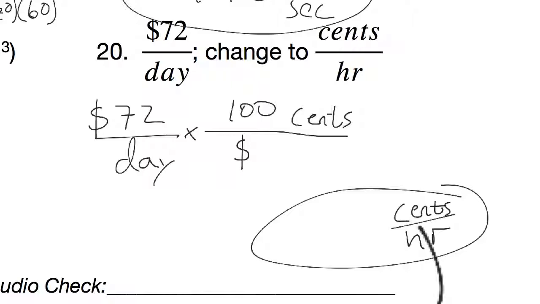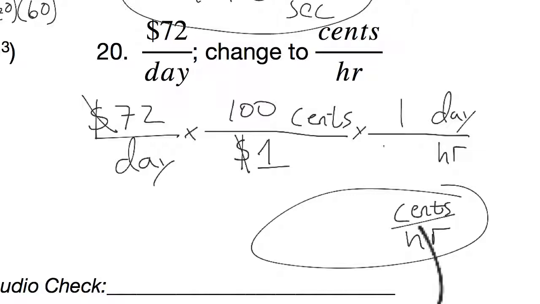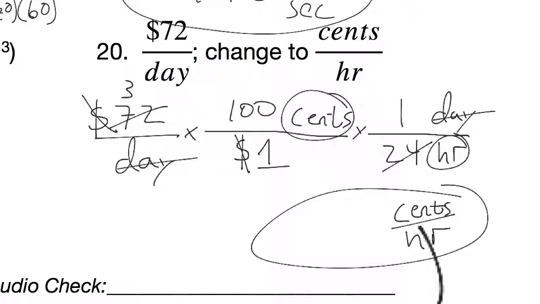So I know I have 100 cents in $1, and when I multiply across, these will cancel, and I'll be left with cents per day. I want cents per hour, so I need to cancel out the day. I put it in the top to cancel out the one on the bottom. In 1 day, I know there's 24 hours. So let's cancel out the days. And now we're going to be left with cents per hour, which is what I need. 72 times 100. Actually, 24 goes into 72 evenly 3 times. That's going to be 300 cents per hour.